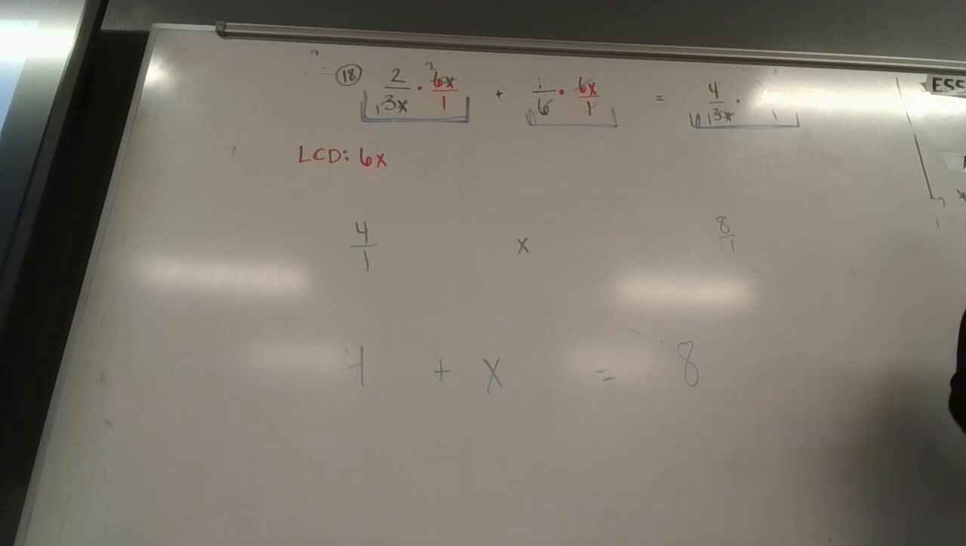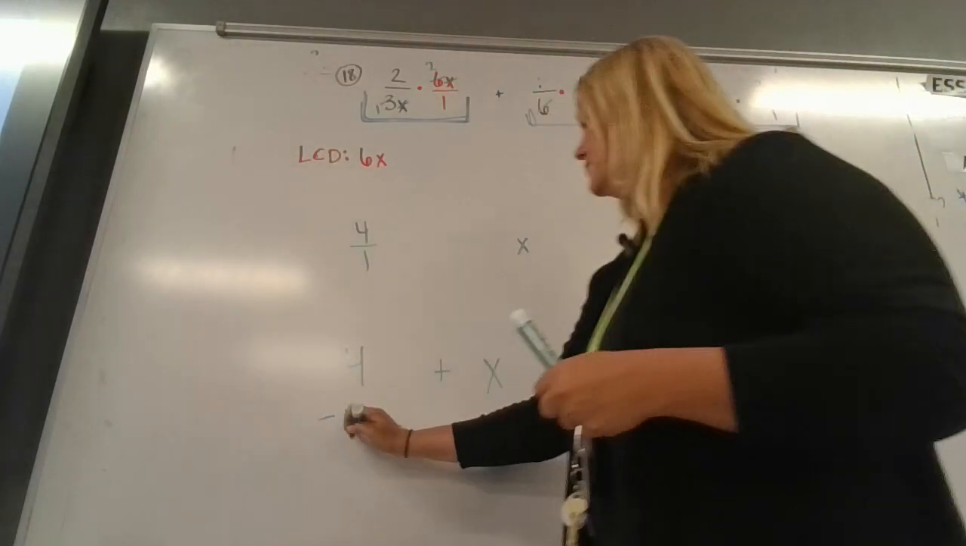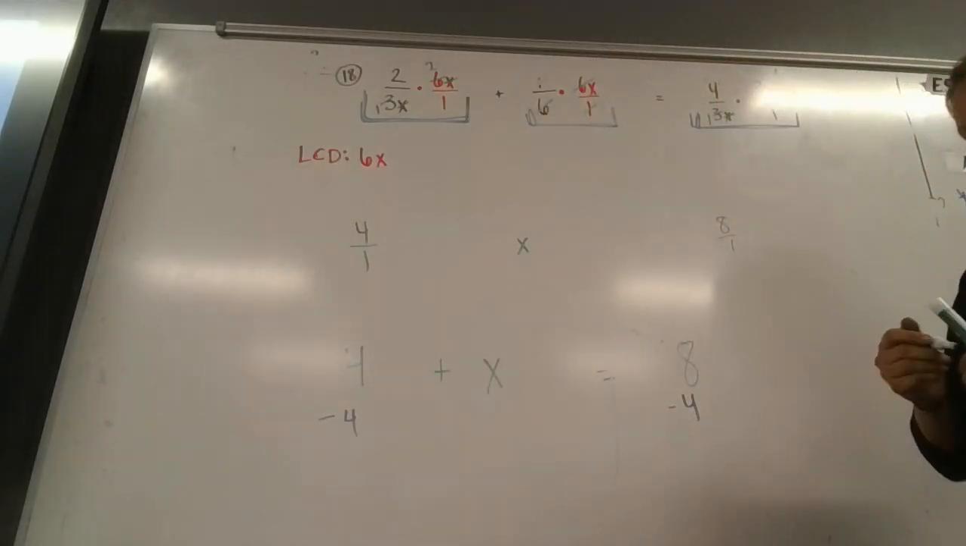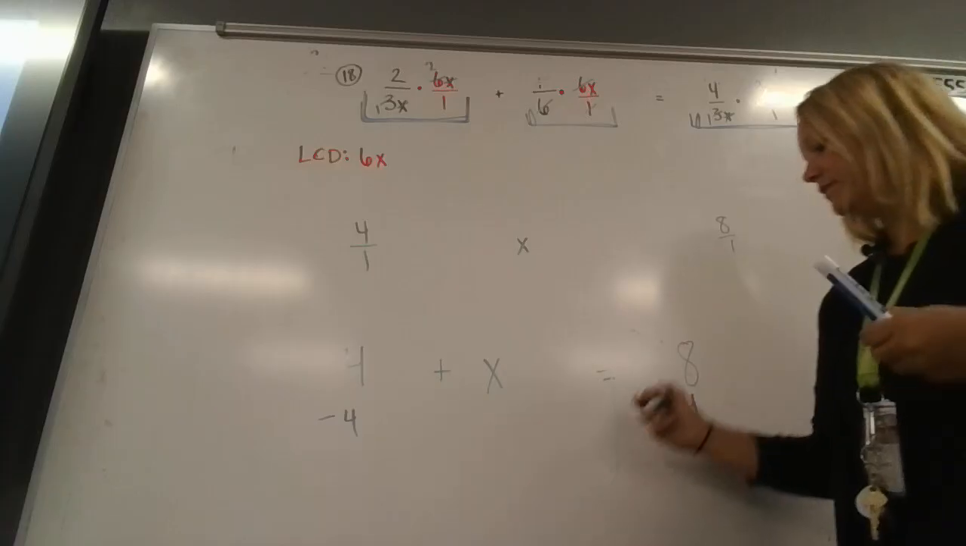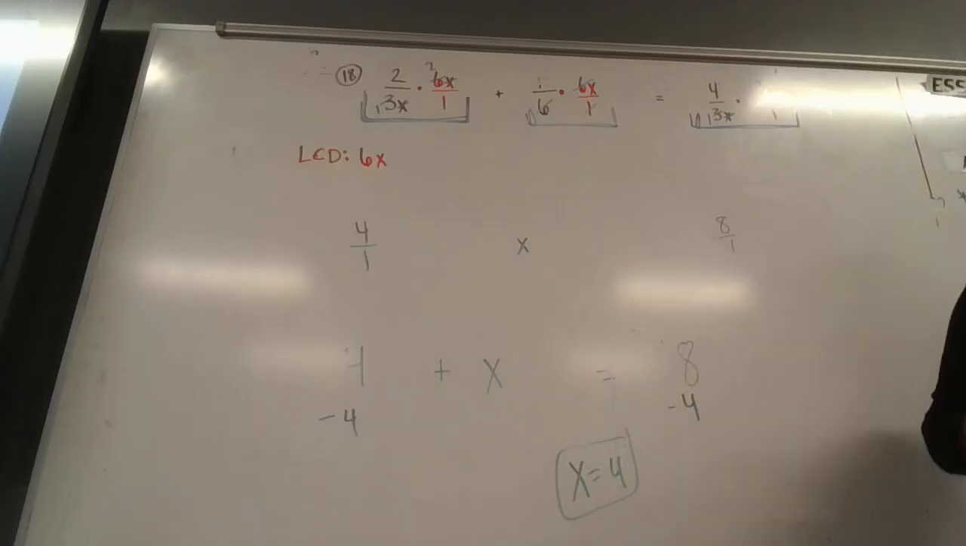And that's really what you should be questioning: where did these denominators go? We crossed them all out. And that should happen every time. The denominator should be able to cross out if you pick the correct LCD. All right, and then finish the equation, getting x alone, and you have your solution, x equals 4. And that's clearing fractions.